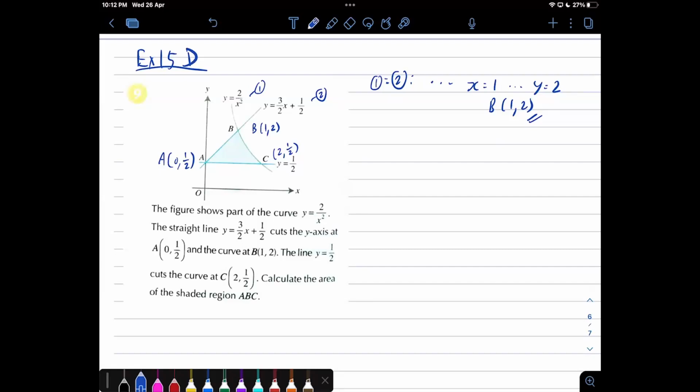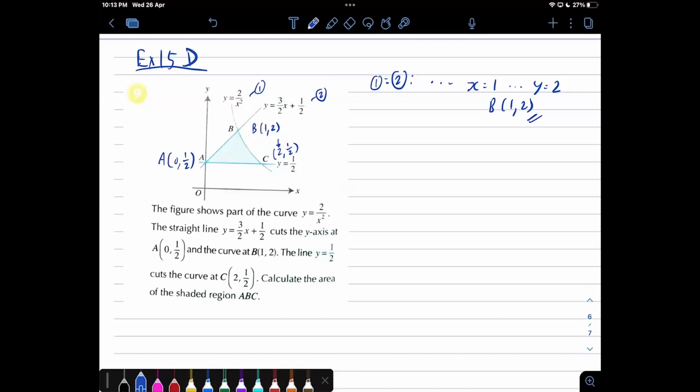By the way, point C here, the x coordinate, can it be negative? No, right? It's a positive 2. Why? Because it's on the right of the y-axis. So sometimes the diagram you have to take it literally, at least for A-Math, the practice questions, the homework questions I'll be assigning you. C is on the right of the y-axis, means it should be a positive x coordinate. Then calculate the area of the shaded region ABC.